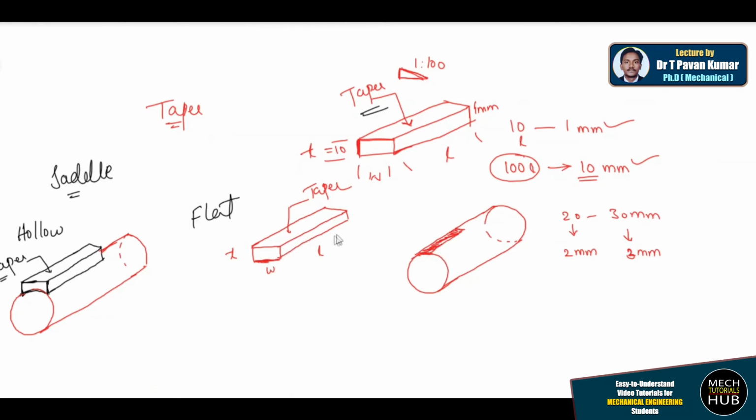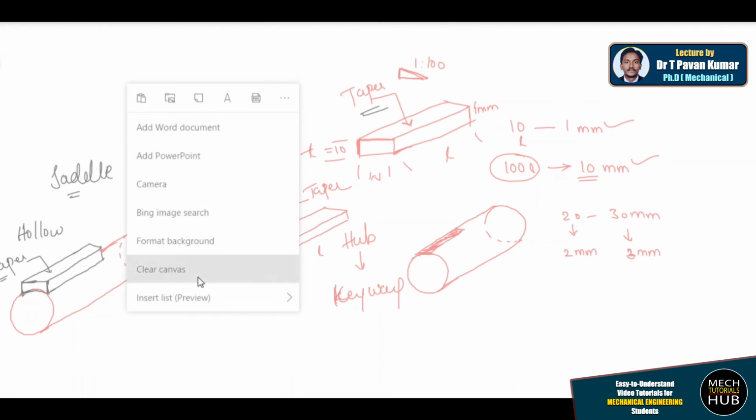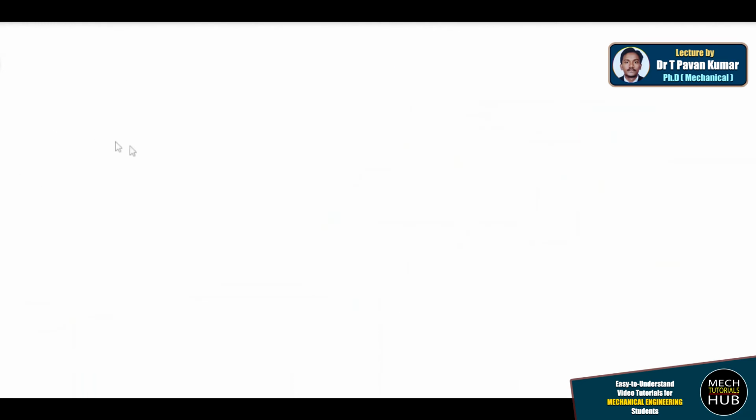The complete keyway is taken by the hub only. Hub will take the complete keyway. This is the main difference of a saddle key. Whether it is a hollow or a flat key, the hub is going to take the complete keyway portion. Whereas this is completely different in case of a sunk key, that we'll see now. I'll take a fresh window and let me explain to you about a sunk key.